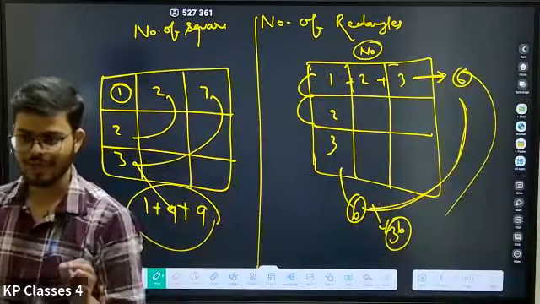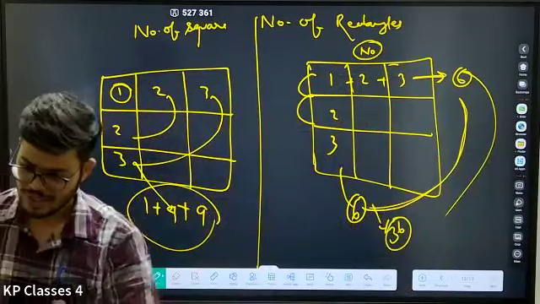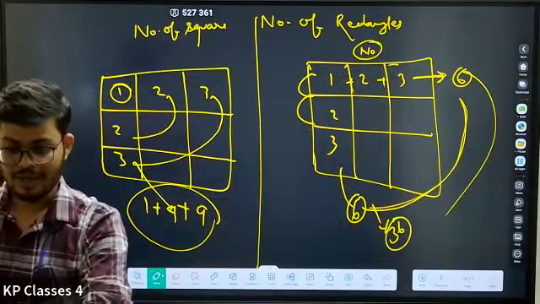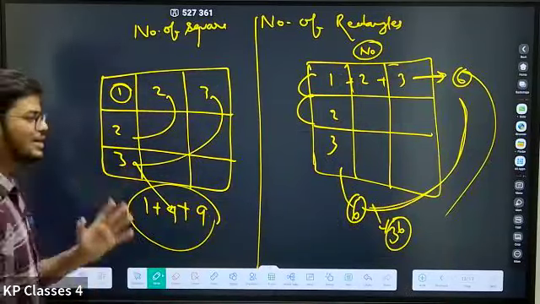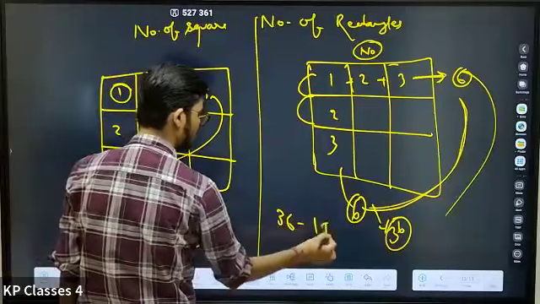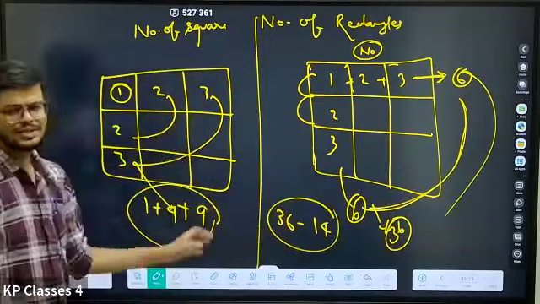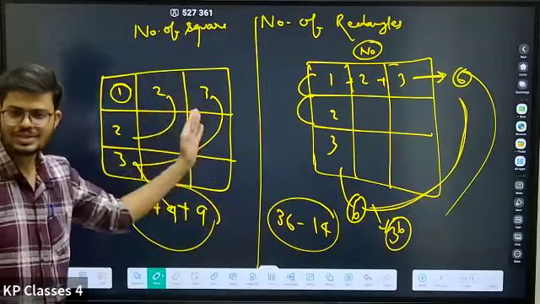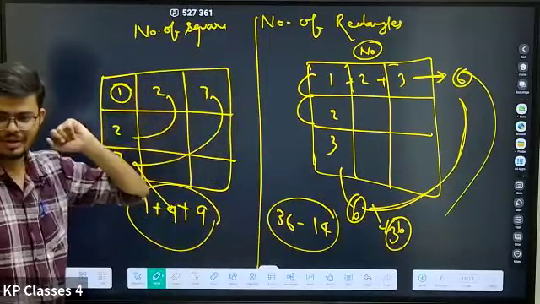Right? So in total how many rectangles are there? 36. In total how many squares are there? 14. How many only rectangles are there? That means you are not talking about the squares. 36 minus 14. That will be the answer. So that is how we can count the number of squares and number of rectangles in a given figure.